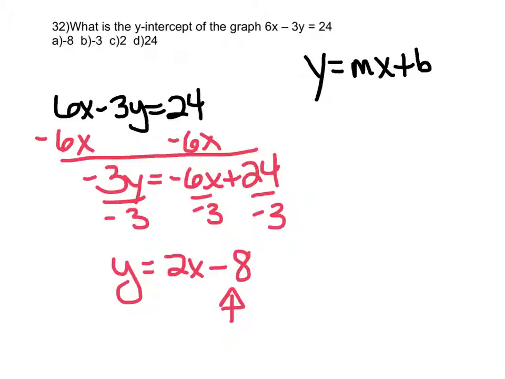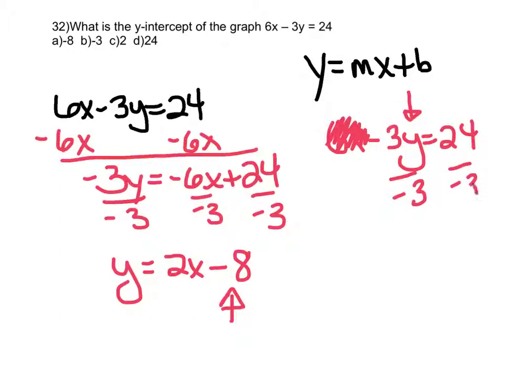The other option that you could take is to look at 6x minus 3y equals 24. In order to find the y-intercept, a lot of teachers have called it cover up. So if you cover up this 6x, you're looking at negative 3y equals 24, and you divide by negative 3, you get a y-intercept of negative 8.